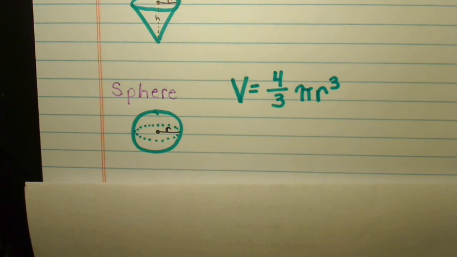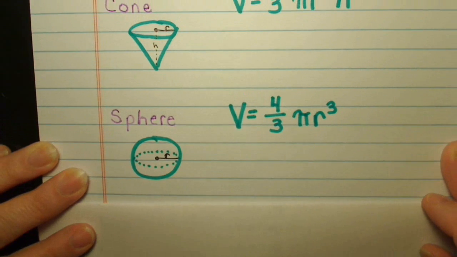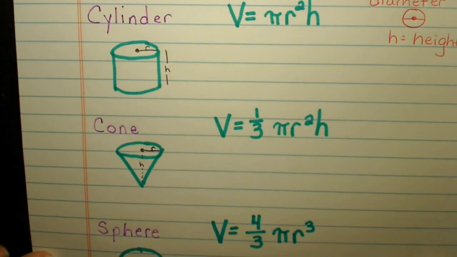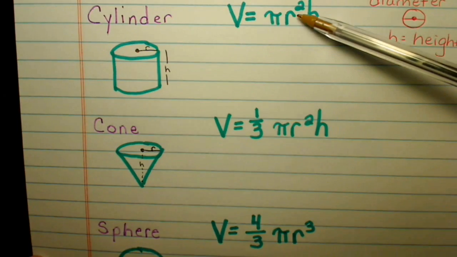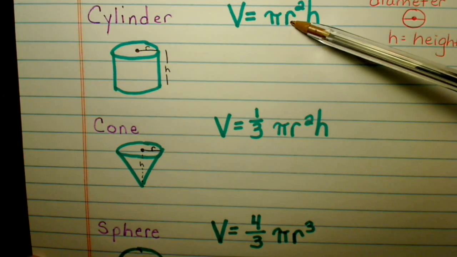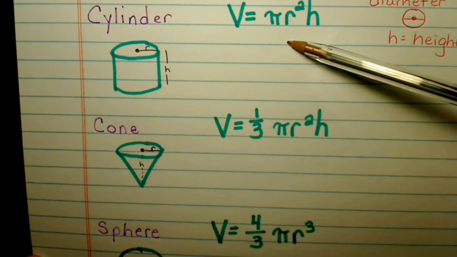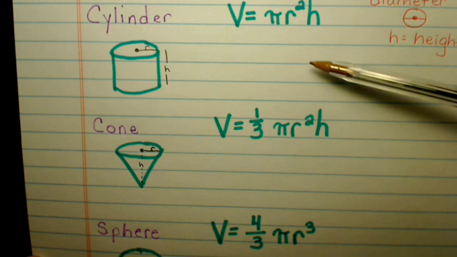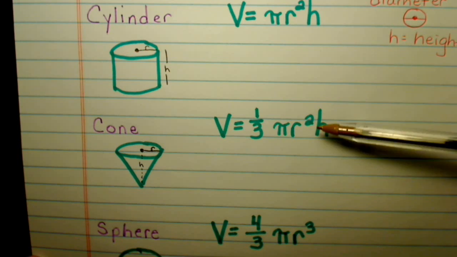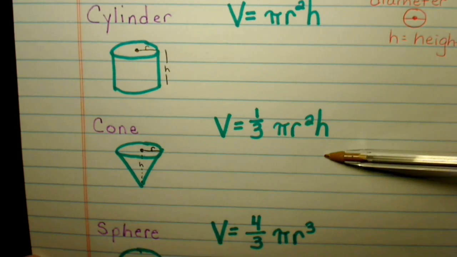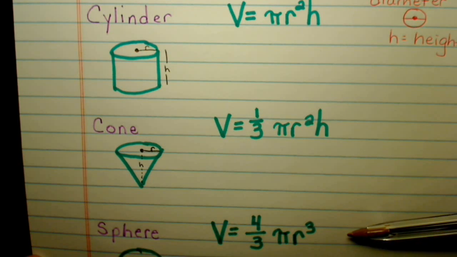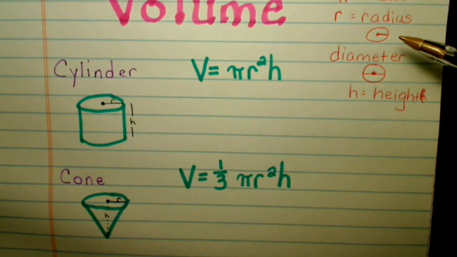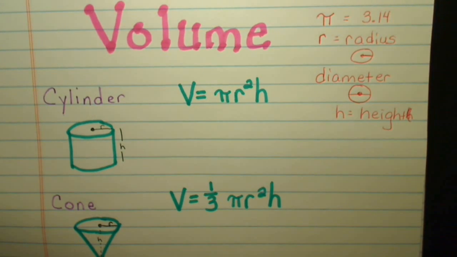All right, so when you are working on any of these 3 formulas, you're just going to have to find out what's the radius, and you substitute it in under the R in each problem. For the cylinder and the cone, you're going to also be told the height, and you would put it under your H. And then you have your pi. And your pi is always going to be 3.14.